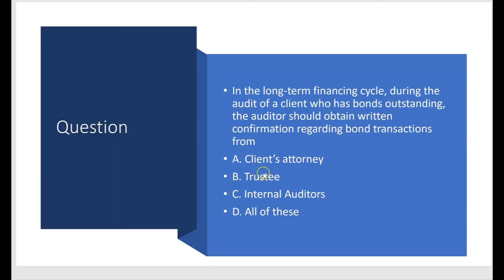How about this one? In the long-term financing cycle, during the audit of a client who has bonds outstanding, the auditor should obtain written confirmation regarding bond transactions from who? Who would be the one that the auditor would obtain written confirmations regarding bond transactions from? Not the client's attorney, not the internal auditors, but the trustee.